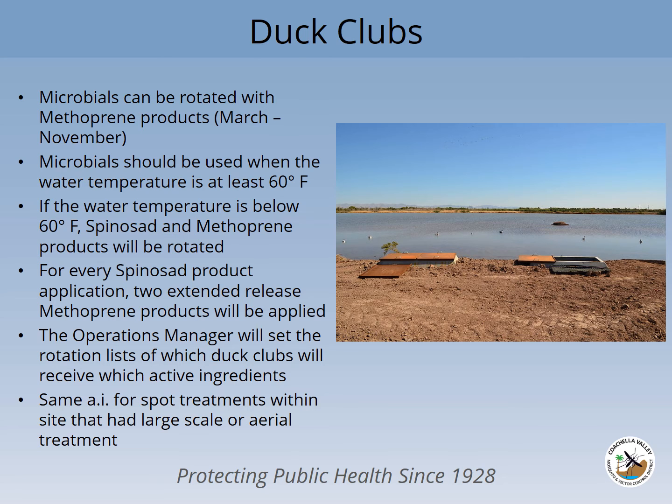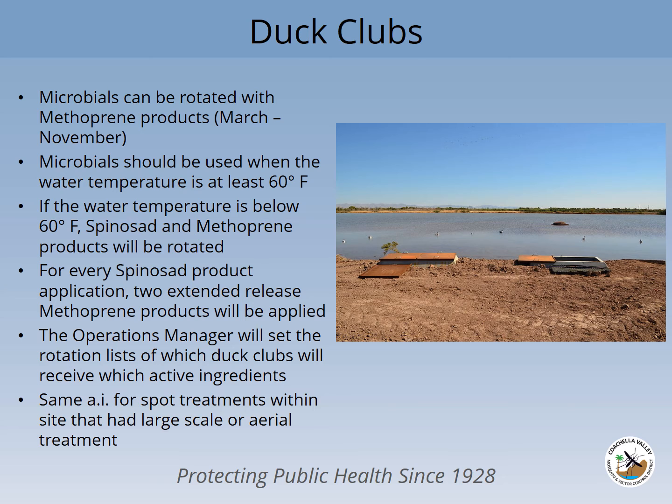Duck clubs. To begin, duck clubs can be treated with an alternating cycle of microbials and methoprene. Microbials are best used if the water temperature is 60 degrees Fahrenheit or higher. Like Chris mentioned earlier, if the water temperature is warmer, the larvae are more likely to be active, which means that they'll most likely be eating. If the water temperature is below 60 degrees Fahrenheit, spinosad products such as Natural will be used. For every spinosad or microbial product application, 2 methoprene products can be used afterwards.